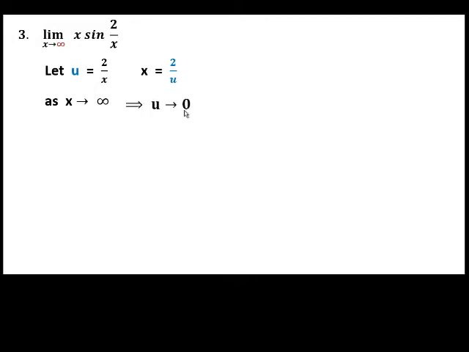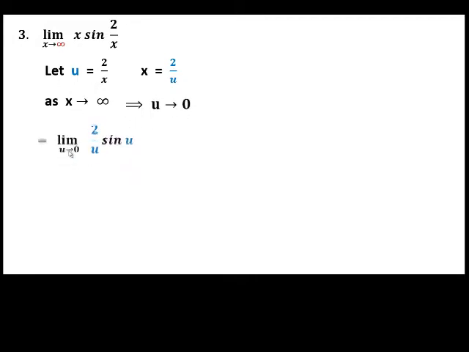Next, evaluate the limit of x sine 2 over x as x approaches infinity, with u equal to 2 over x, so that in this equation, if we solve for x, x is equal to 2 over u. As x approaches infinity, this denominator approaches a very big value. The fraction becomes 0. So u approaches a value 0.